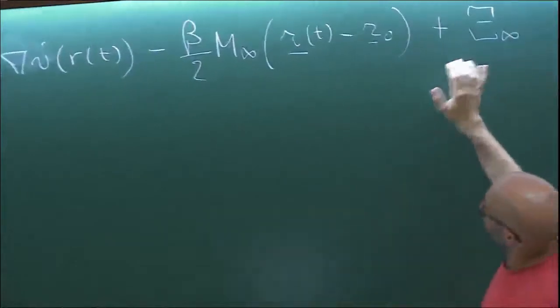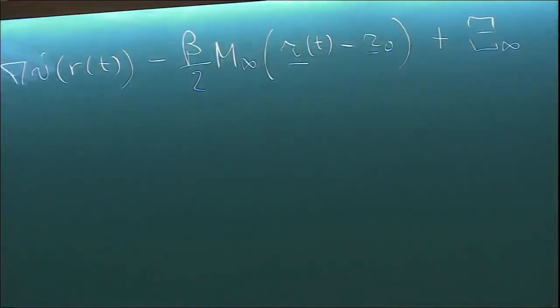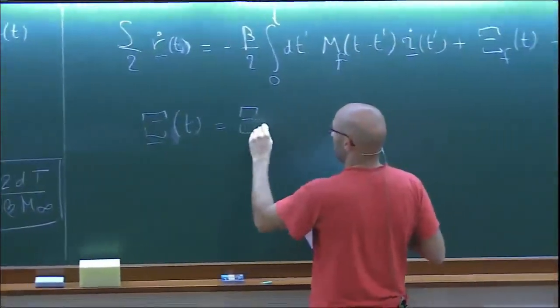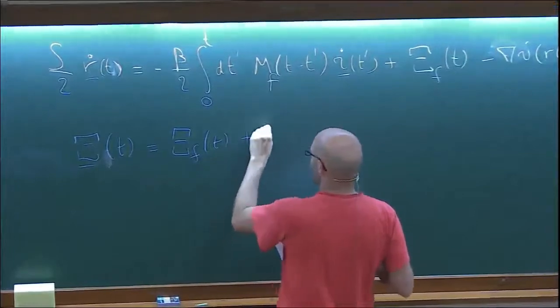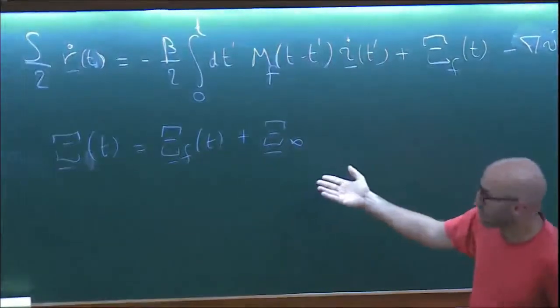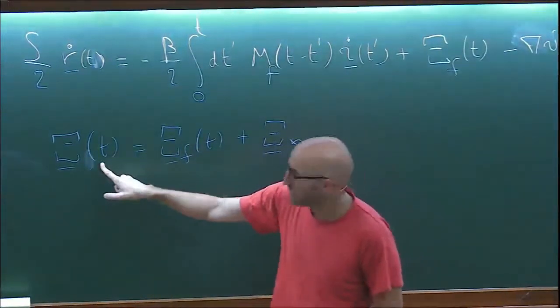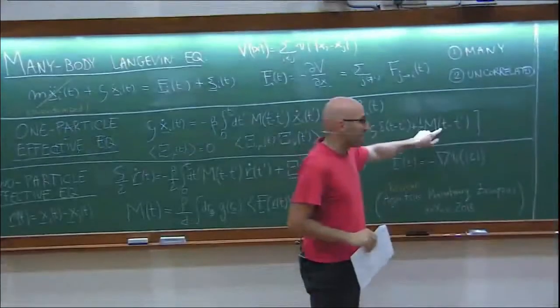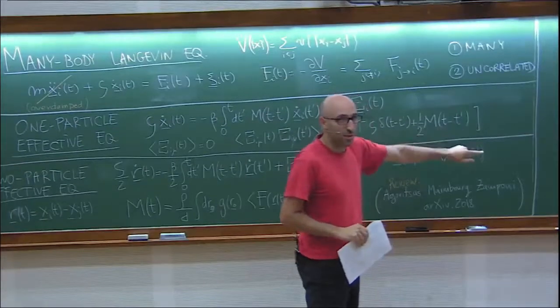What does it mean? I decompose the total noise in two independent terms. So I'm writing that xi is equal to xi fast plus xi infinity. And this is something that I can always do. This is a Gaussian variable. The average is zero, and the variance of this variable has a delta term plus m. And m is a sum of a fast term and a slow term.